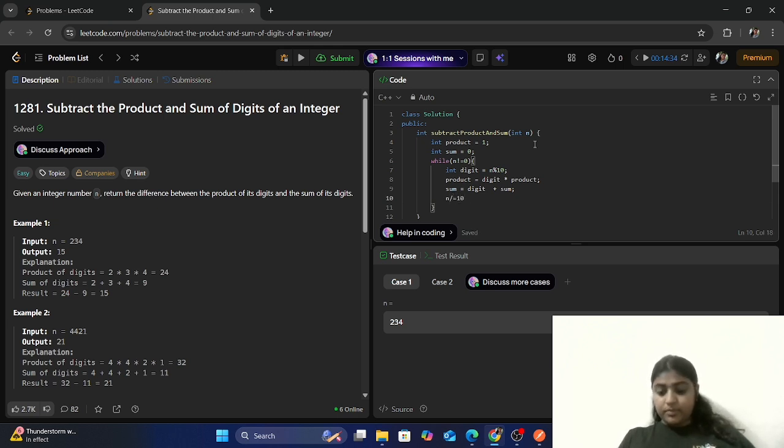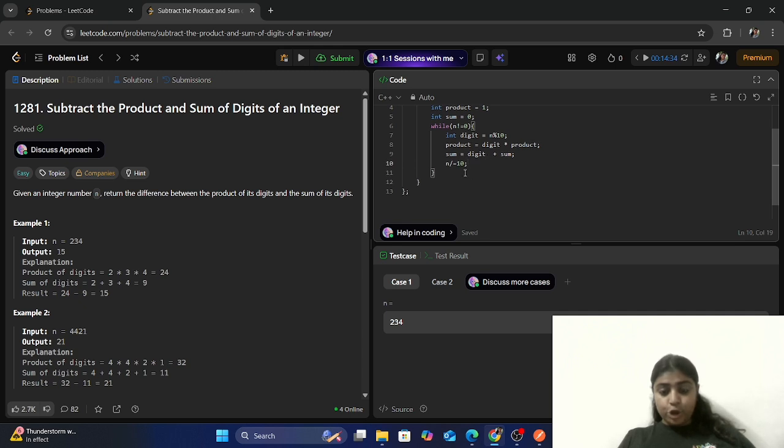n equals n divided by 10. Then we will return the difference between the product and the sum. Answer is equal to product minus sum, and then return answer. Now let's run and check it.